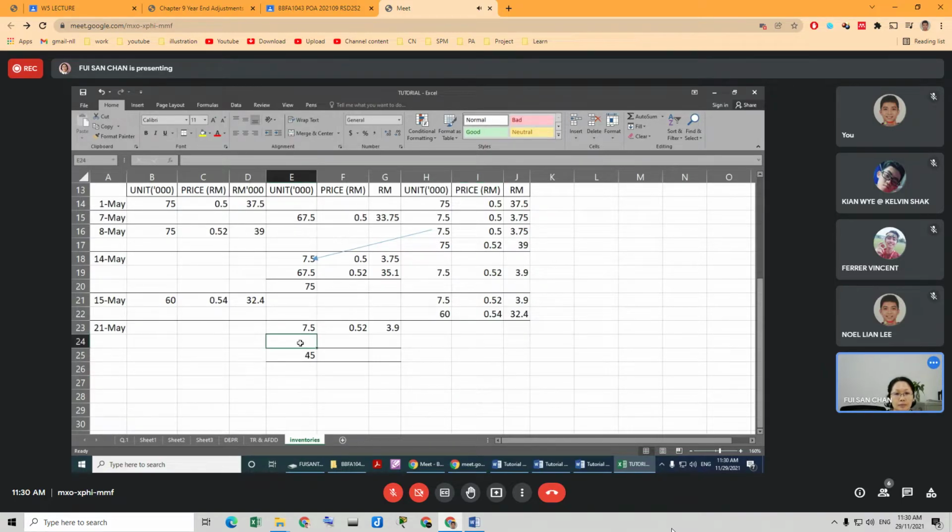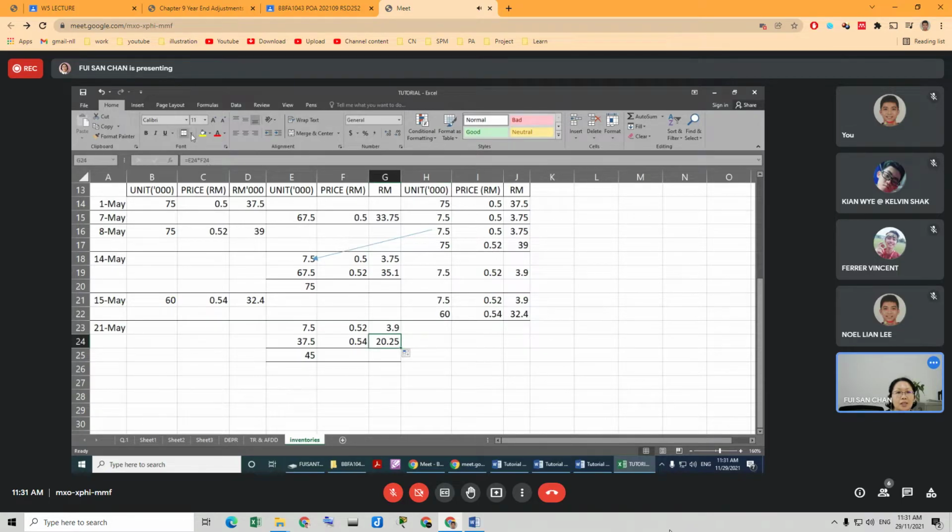So for this one, we have 60, but we only take 45 minus 7.5. So here is 37.5. In total it gives you 45. So this 37.5 is actually from this batch, but this batch the price is 0.54. Okay, 0.54.